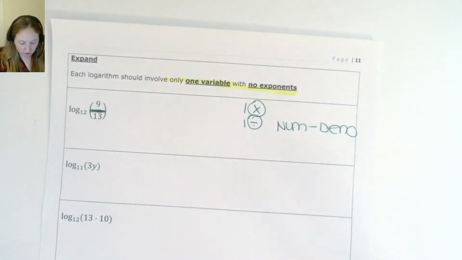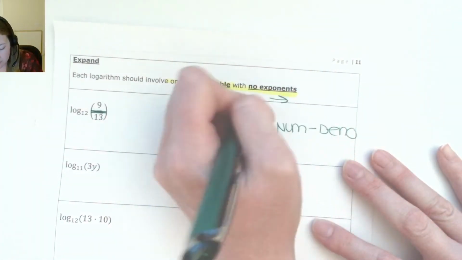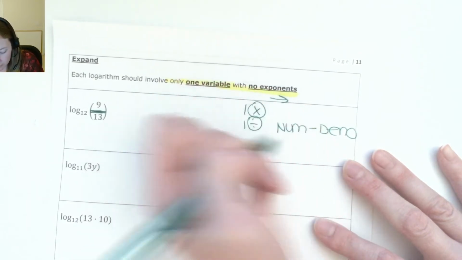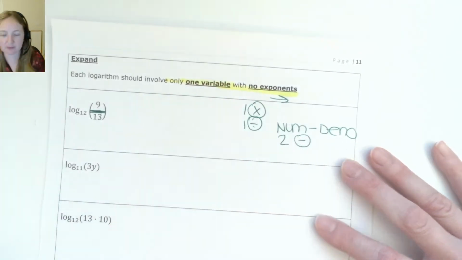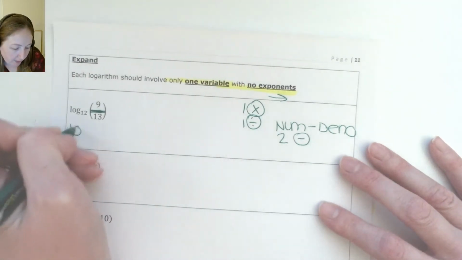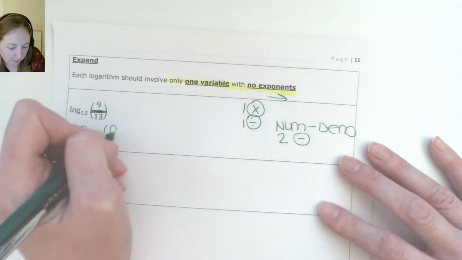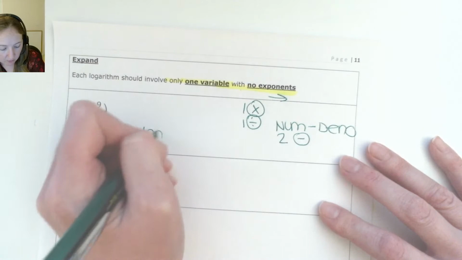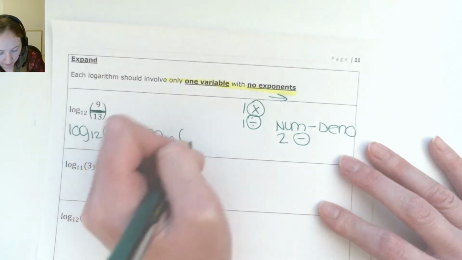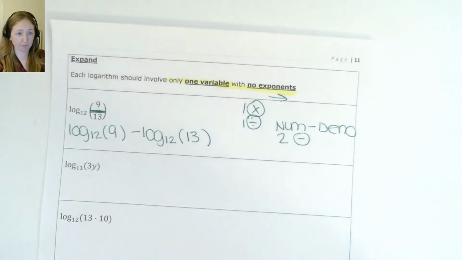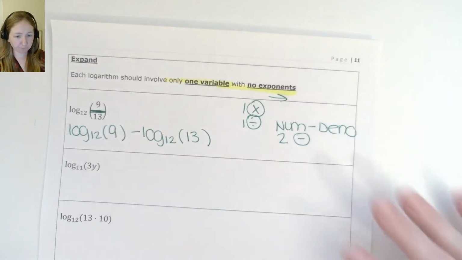Keep in mind that when you make this expansion, you go from one logarithm to 2 logs subtracted. So you will have a log base 12 of 9 minus a log base 12 of 13. So you have 2 separate logarithms.